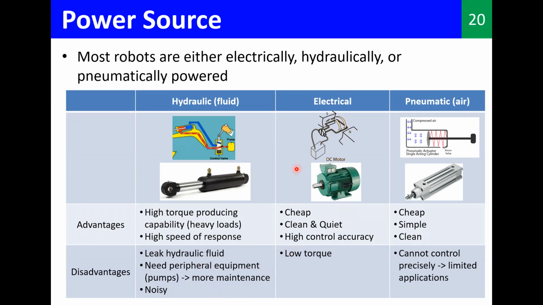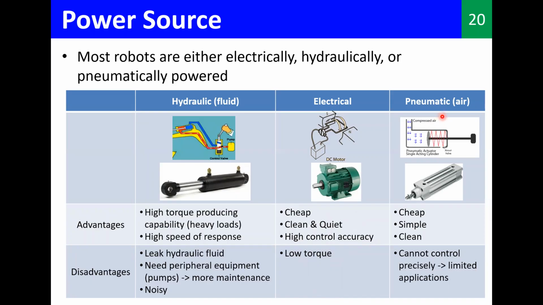Now, the ones that we use for medium scale robots are mostly the electrical actuators, right? So the Scara robots and the Puma robots, as well as those Cartesian manipulators that we saw, are under this category, right? So we can have DC motors or stepper motors to actuate these joints. So they are cheap, clean, high control accuracy, but the problem is the low torque.